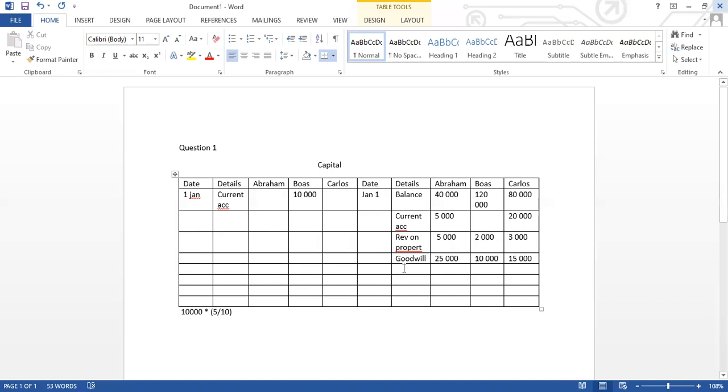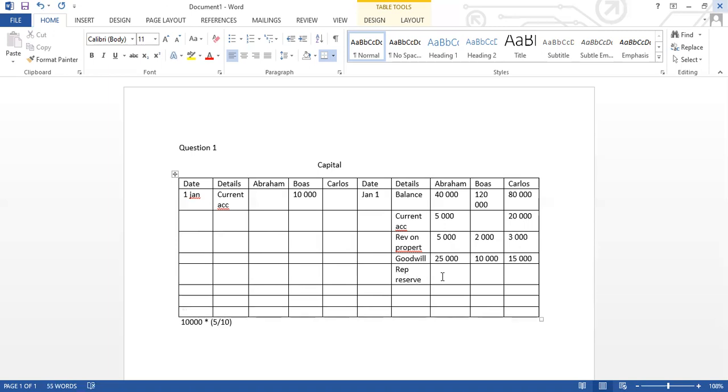So we have two. The first one in this case is the replacement reserve. So how much is the replacement reserve? 20,000. So Abraham will obviously get half. Abraham will get 10,000.